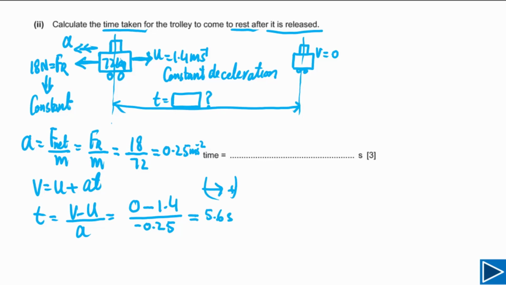This question has 3 marks. The first mark is if you have written this formula, a is equal to F net over m. The second mark is if you have done this calculation. And the third mark is the answer mark, if you have got the right answer.